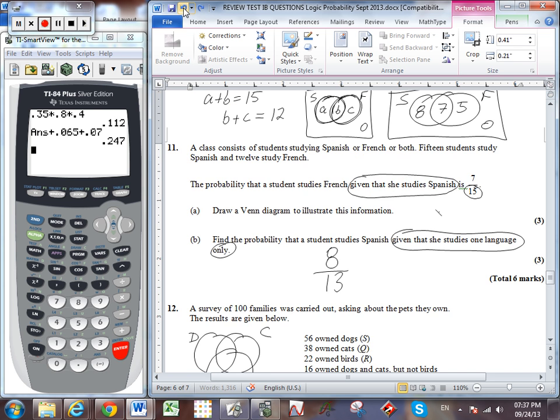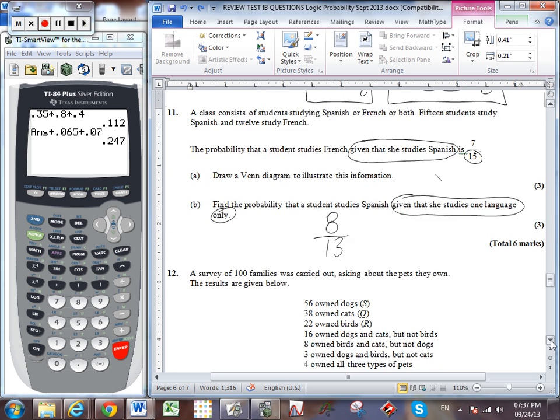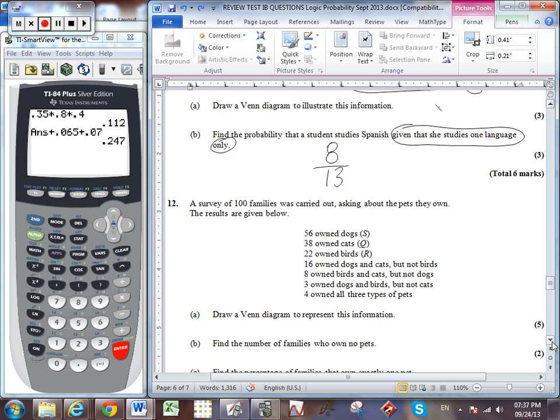So, let's backtrack a bit. Try that again. These could be the dogs, which is set S. These are the cats, which is set Q. And these are the birds, which are set R.